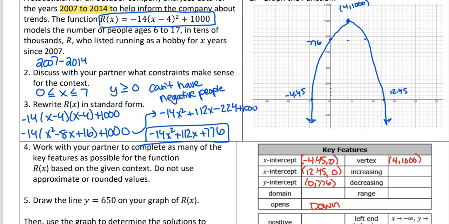What's your domain? Make sure we're with the context. What can my domain be? From 0 to 7. Our domain can only be from 0 to 7, so we're going to bracket 0 to 7, bracket. Which means what is my range going to be? We're looking from 0 to 7, and that's all we can refer to. How low is my lowest y value? It's the y-intercept, 776. How high do my y's go? Up to 1,000.